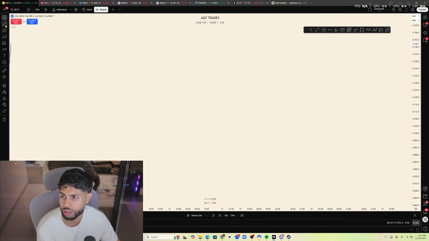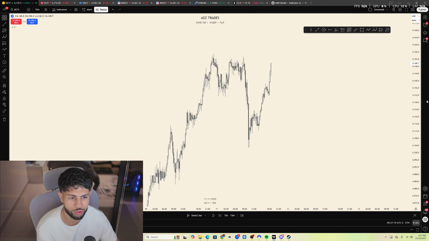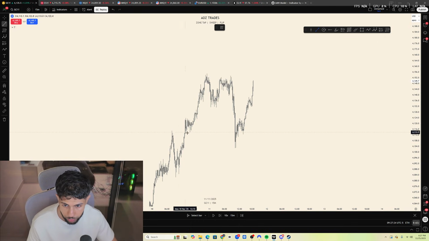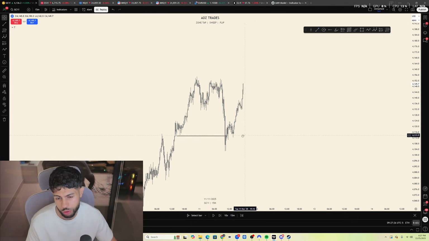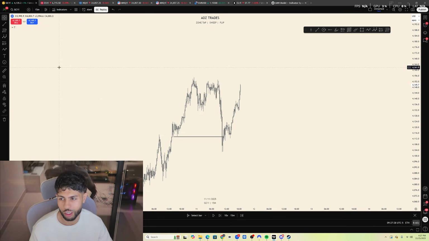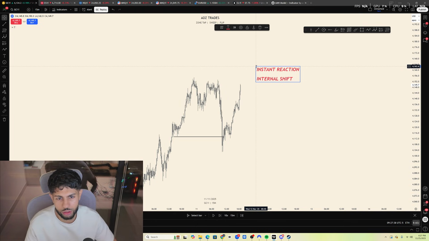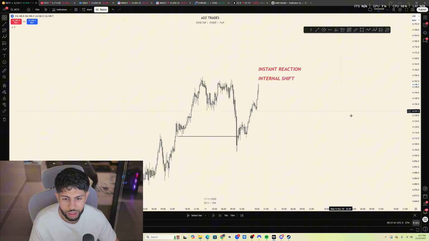So let's get straight into the charts and see what we have here. For example, beautiful. Again, it's the same on any time frame. We had these lows, we swept them, and immediately reversed up. So did it fit the two things, a pretty instant reaction and an internal shift? Well, let's see.